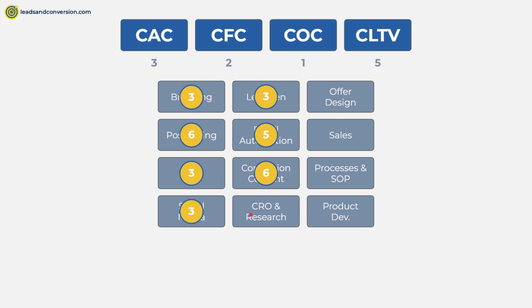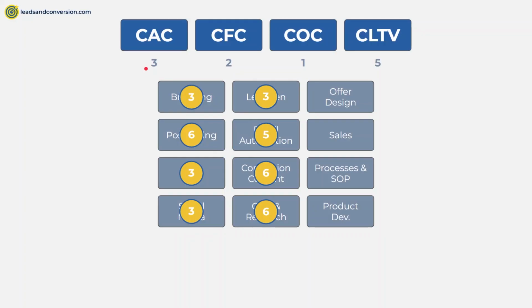And then we have CRO and research, conversion rate optimization and research, which also is a 6 because it definitely reduces customer acquisition cost, and it can help us to spot places where we can tweak the offer to reduce the fulfillment cost and even create more products or different products to increase the customer lifetime value.